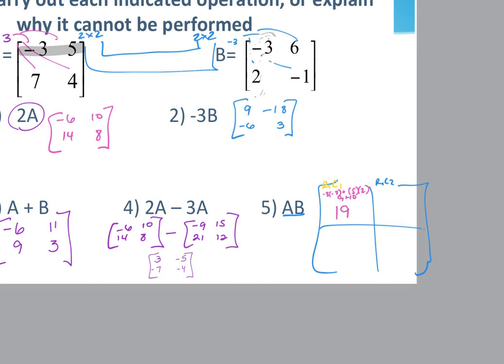Where did you get the 2 from on row 1, column 1? It's the second and the second. You go across and then down. All right, so for row 1, column 2, it's -3 times 6 plus 5 times -1. So I get -18 minus 5, or -23.